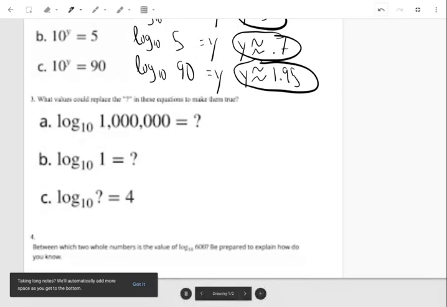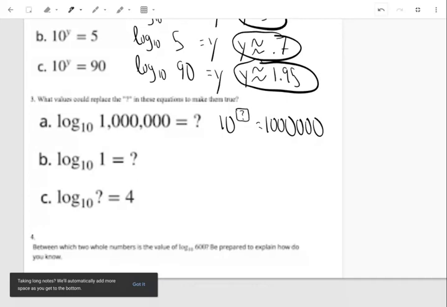Okay, let's look at 3. What values could replace the 3 in all these equations to make them true? So log base 10 of a million. In other words, we're asking 10 to what power is equal to a million? Now we should be able to figure this out. So let's try to figure it out first, and then we'll go on Desmos.